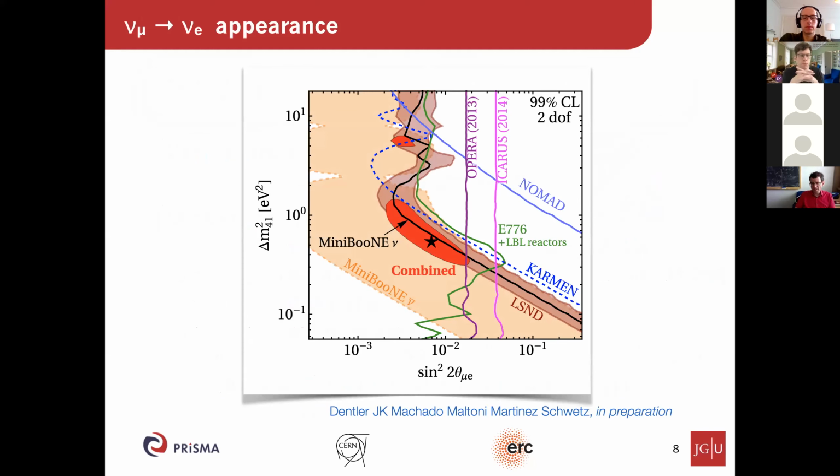The plot here shows on the vertical axis this new mass squared difference between the mostly sterile and mostly active mass eigenstates. On the horizontal axis, there's an effective mixing angle for these new nu_mu to nu_e transitions. Restricted to this parameter space, the red region here, which is favored by all the experimental data we have on this oscillation channel, seems quite consistent.